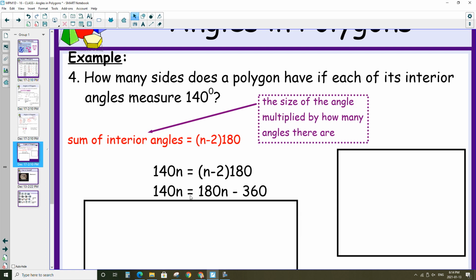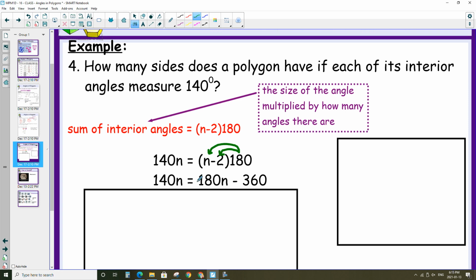And for this question, in the last question, I chose to divide by 180. In this question here, I'm doing it a little bit differently. I'm choosing to eliminate the bracket. So I'm multiplying the 180 by everything inside the bracket. I just wanted to show you the other method. That's why I'm doing it a little differently here. So 180 times n is 180n, and 180 times -2 is -360.